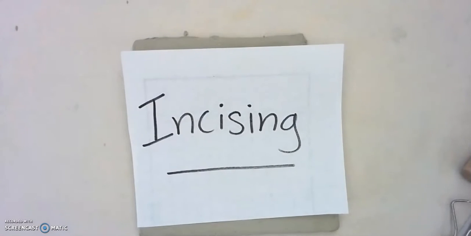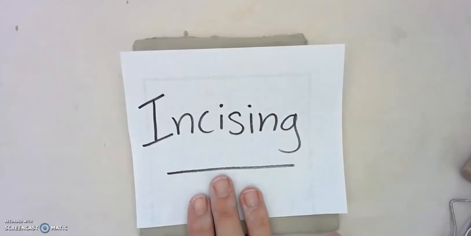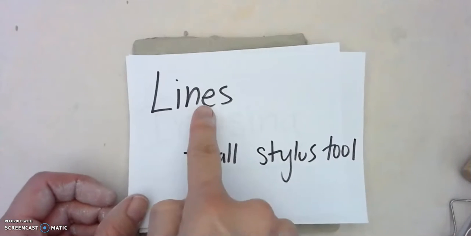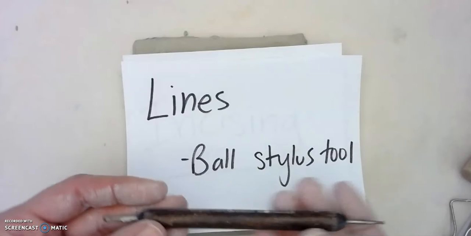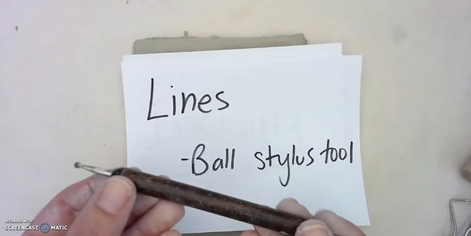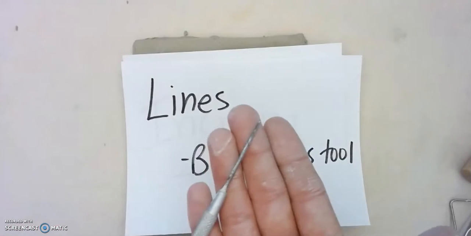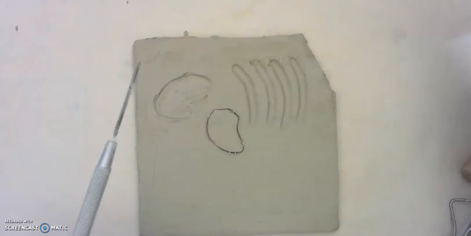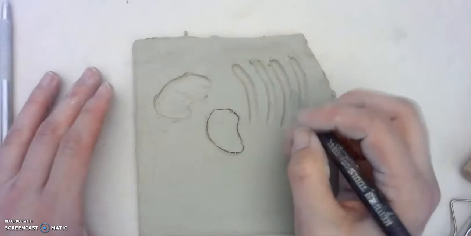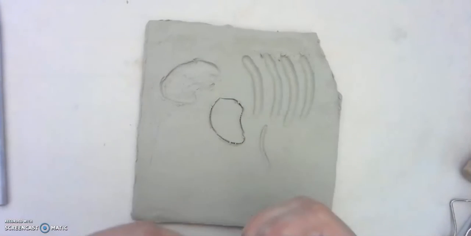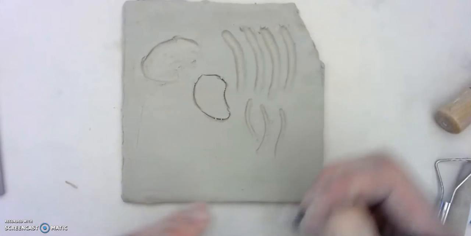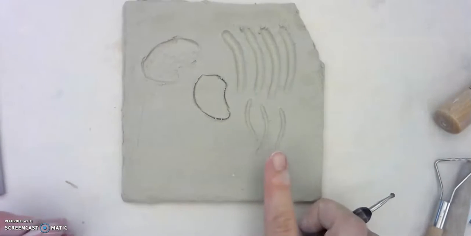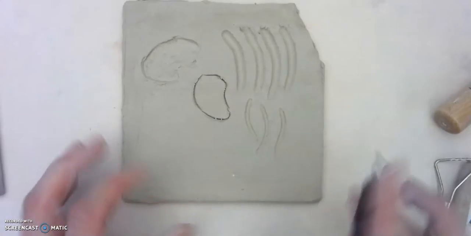So what you're doing is, typically with incising, we use that method to create lines. And the best tool to use is a ball stylus tool. It's a tool that has two little balls at the end. You could use your needle tool, but you'll end up with pretty thin lines. So incising, you can just draw thicker lines here with the ball stylus tool. And what's nice about these lines is it's so easy to glaze.